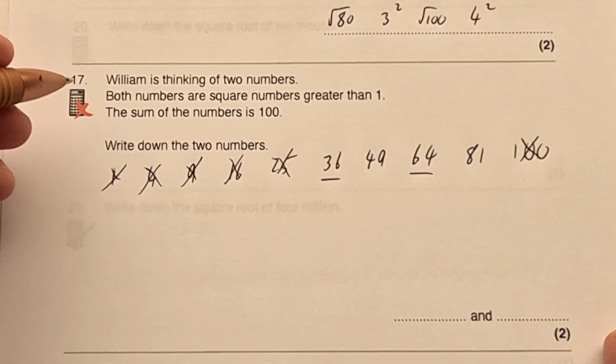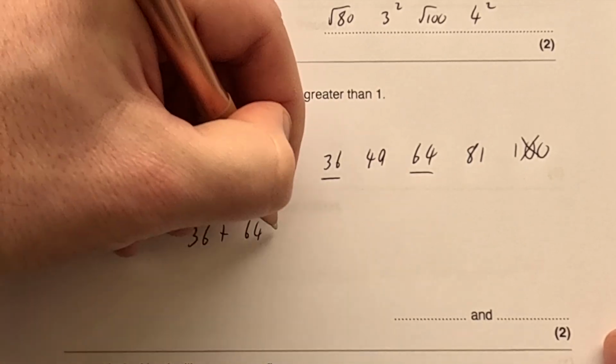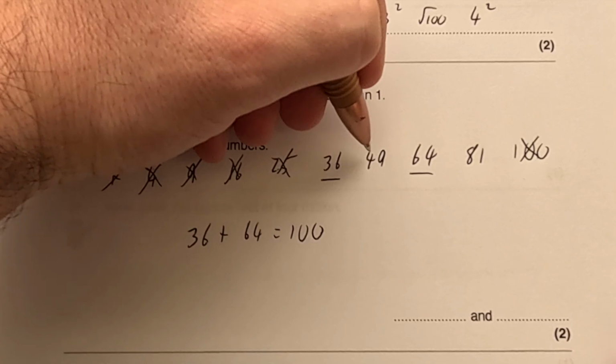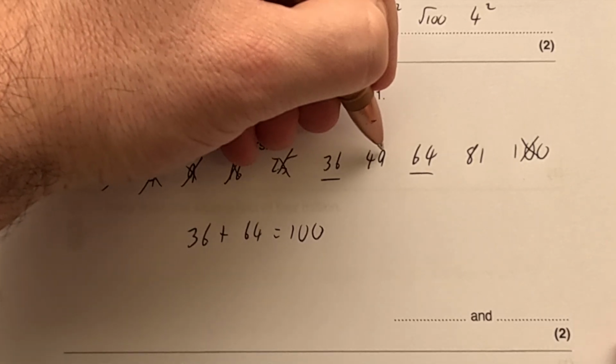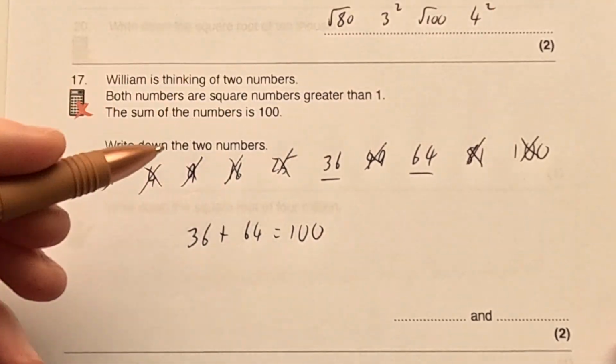So the two square numbers that William thought of must have been 36 and 64, because 36 plus 64 is equal to 100, and they're square numbers between 1 and 100. And just to check, we'd have to add 51 to 49 to make 100, so no. And we'd have to add 19 to 81 to make 100, no. So the two square numbers would have to be 36 and 64.